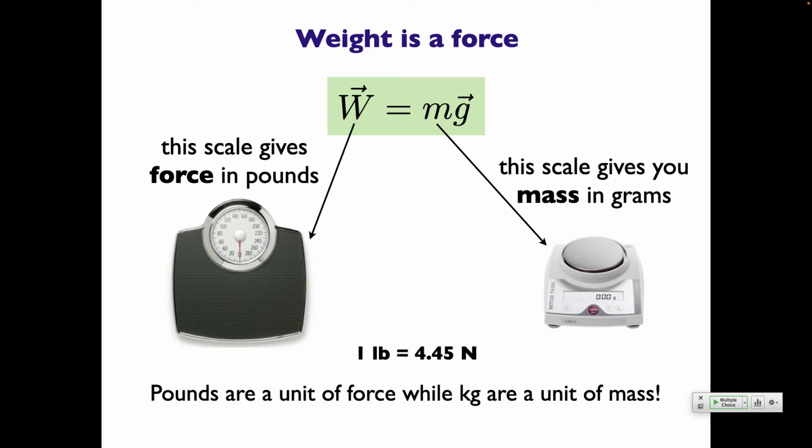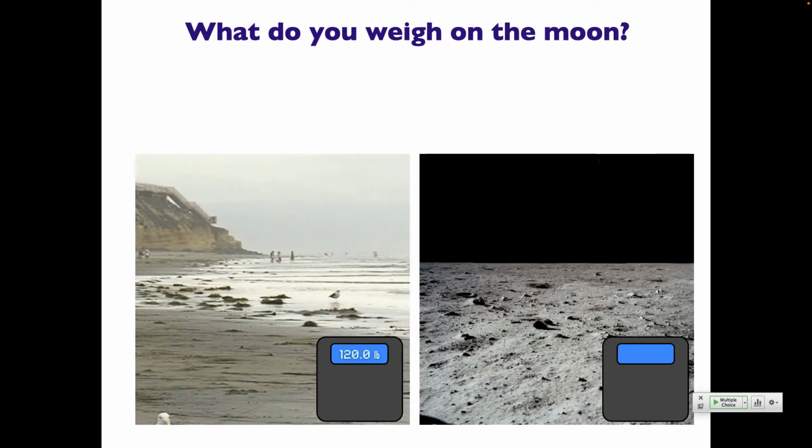So 1 pound is about 4.45 newtons. All right, so remember, 1 newton is about the weight of an apple, okay? So about 0.22 pounds. And if you go the other way, 1 pound is about 4.5 newtons. That's okay. So here's a question. Let's assume that this is you, and I know this isn't probably most of your weights or anybody's weight really, but let's say you weigh 120 pounds on Earth at sea level. That's why we're at the beach. It's at sea level. What do you weigh on the moon?